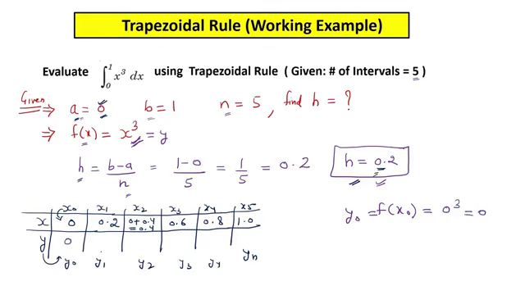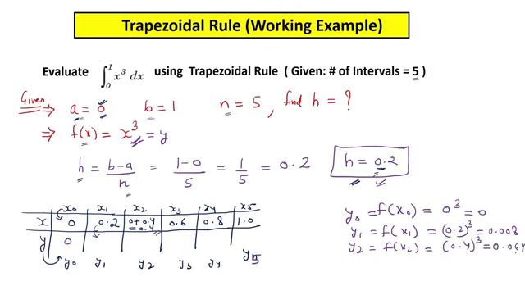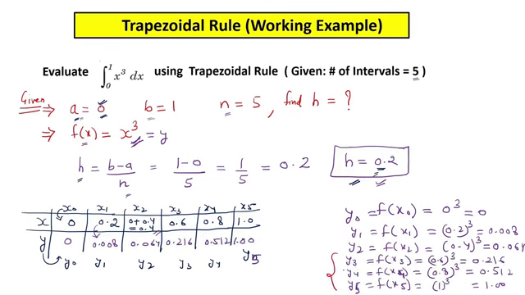Now we have to find y1. y1 means the function value at 0.2. So 0.2 cube will be 0.008. Likewise, we can easily find the values of y2 to the last yn. This is actually y5. So y2 will be the function value at x2, and it will be 0.4. This is 0.4 whole cube, so this will be 0.064. And likewise, we have found the other values of the y's.